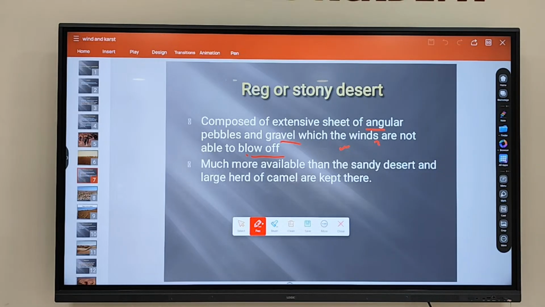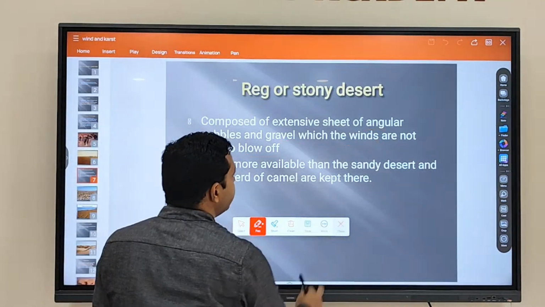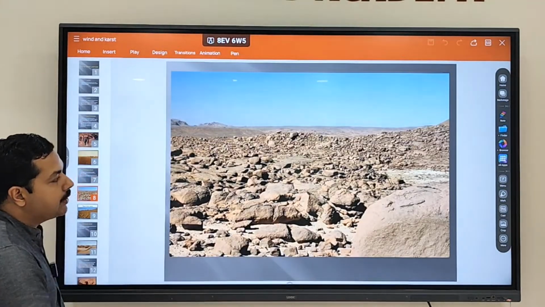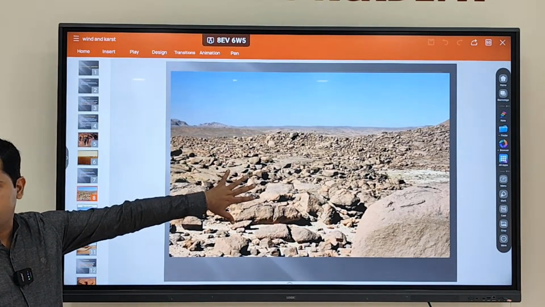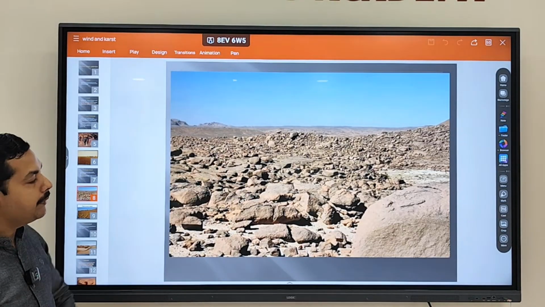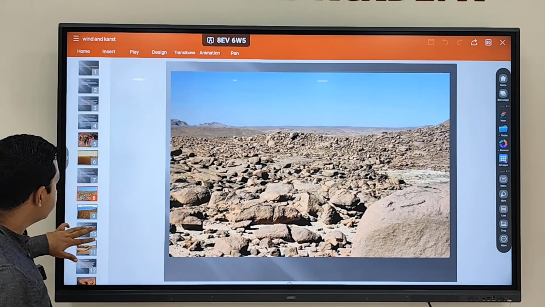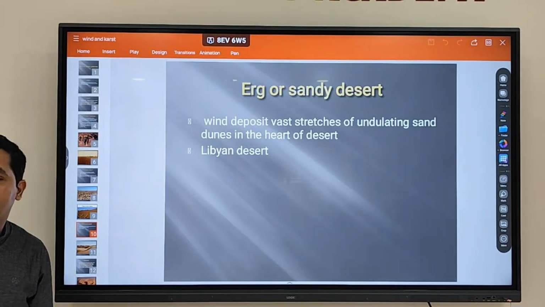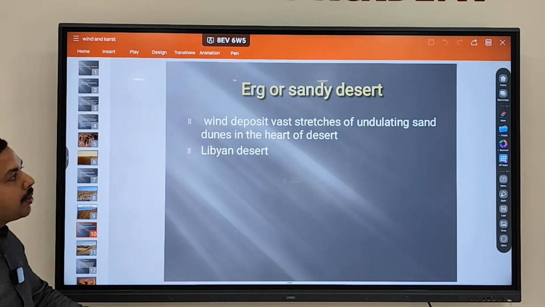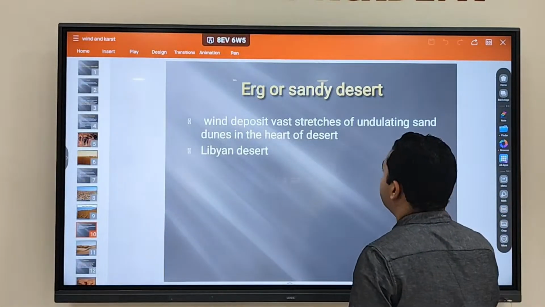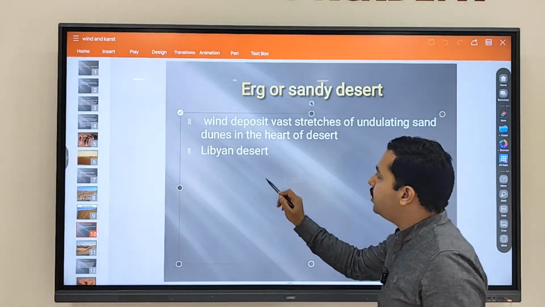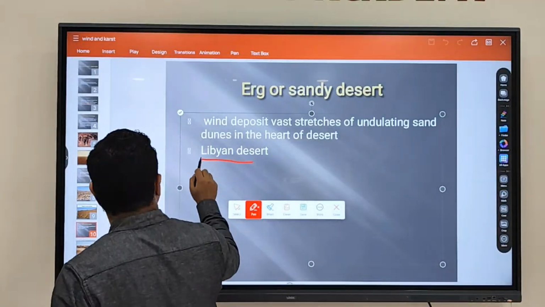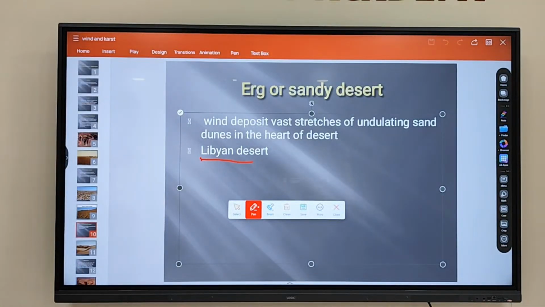Fine. Now the stony desert you are finding, this type of stony desert. Large stones you're going to find in the desert, and this type of desert is referred to as a stony desert or reg. Clear? The third type is erg or sandy desert. So sandy deserts are also known by the name erg. Wind deposits the sands in the desert. An example of this type of desert can be the Libyan desert. In the Libyan desert, you're going to find sand deposition.